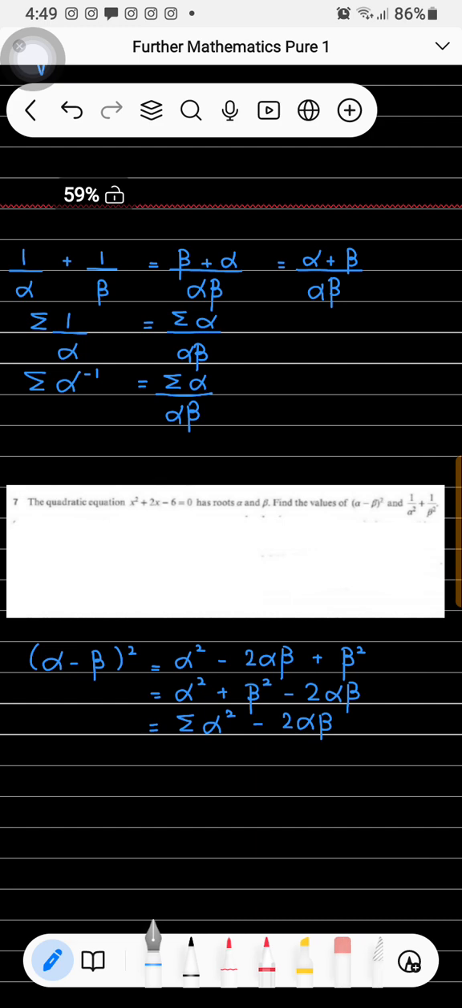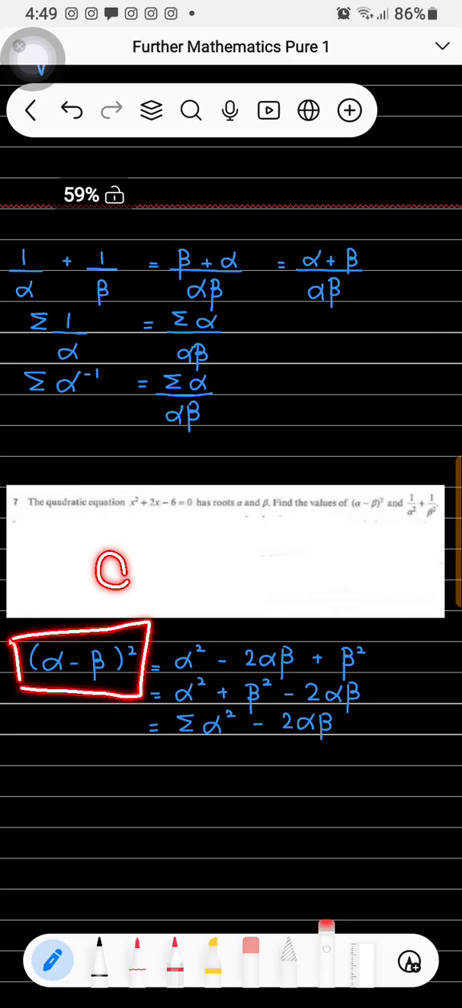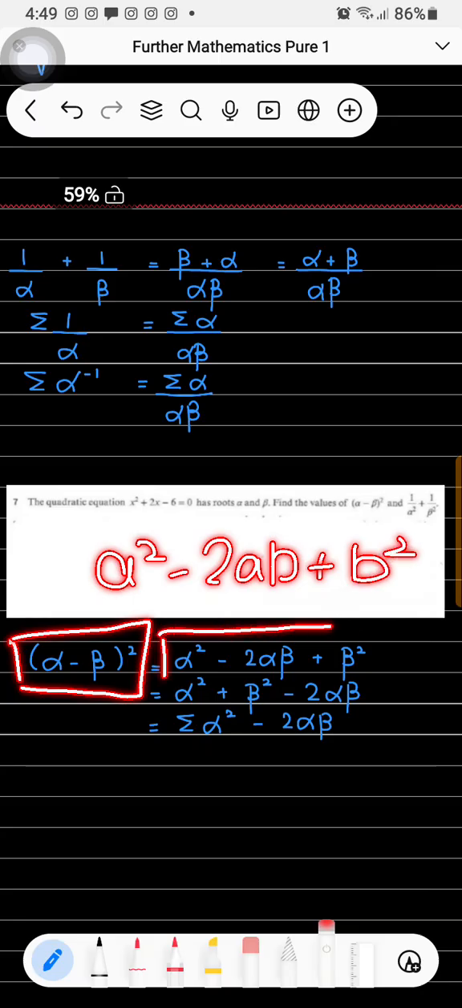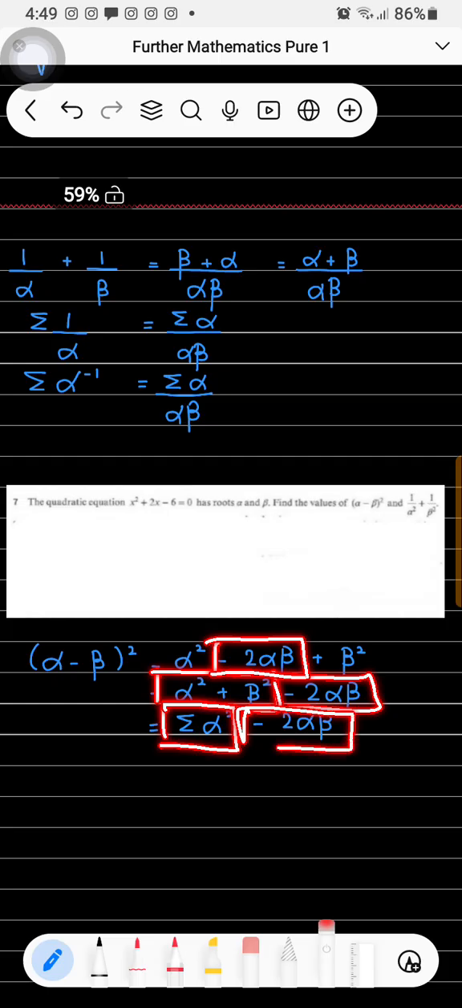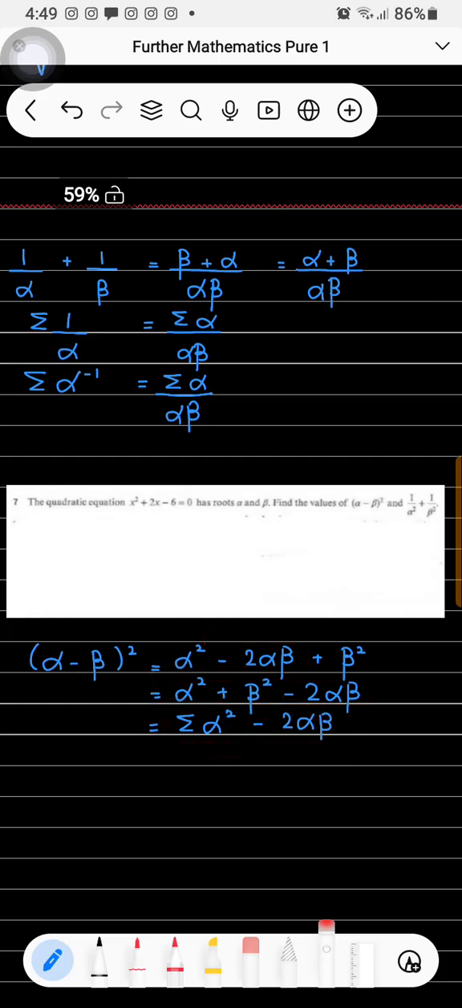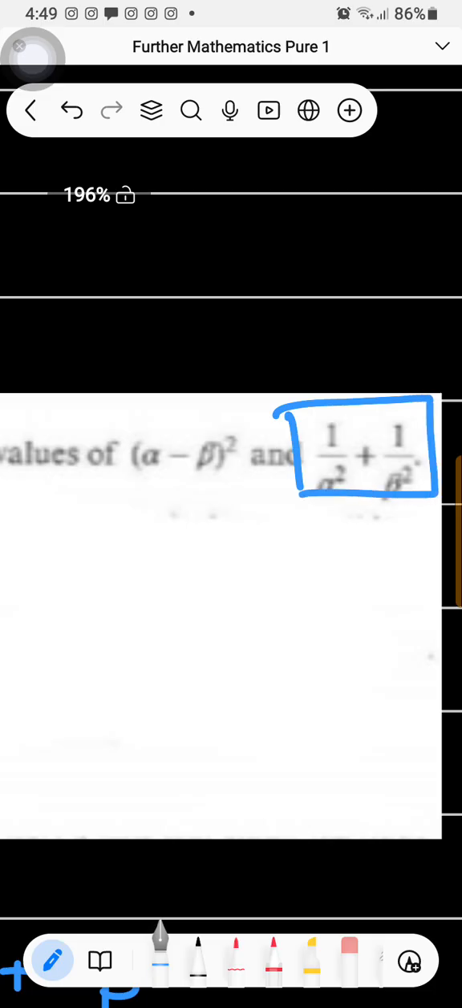Do you have any problem in deriving the formula? The question gave alpha minus beta whole square. We used a square minus 2ab plus b square, and then we got alpha square minus 2 alpha beta plus beta square. We arranged it like this, so we got sum of alpha square minus 2 alpha beta, which was the remaining term here. So that's our formula to solve this question. But currently I'm not solving this. I am going to derive the formula for the other one also.